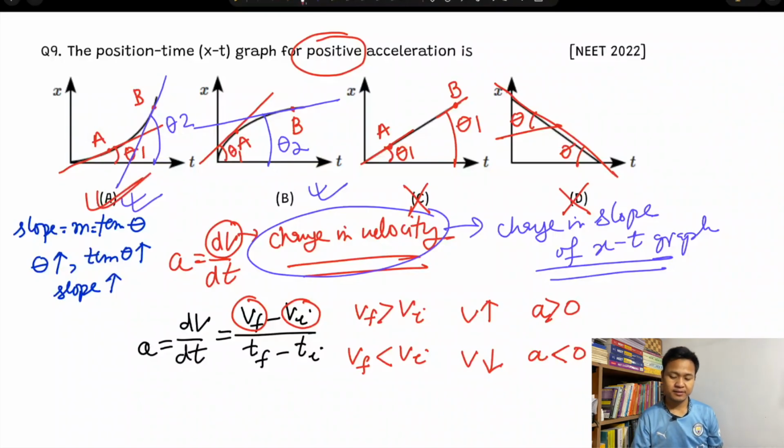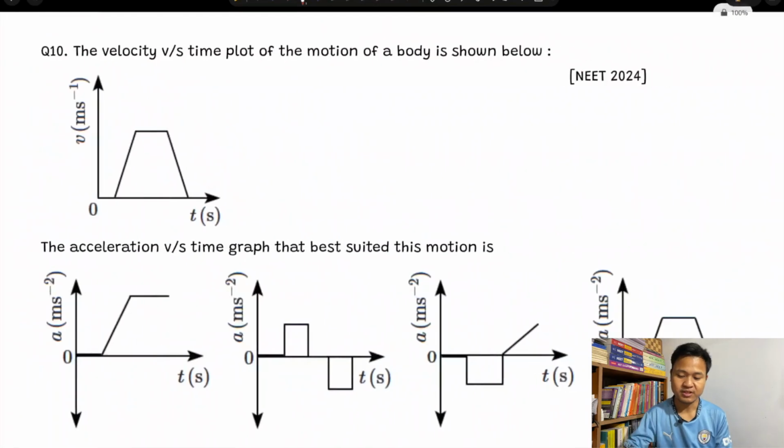Okay, so slope increasing means velocity is increasing. Velocity is increasing means final velocity will be greater than initial velocity, so therefore acceleration will be positive. Okay, so we have one more question. This is the last question.